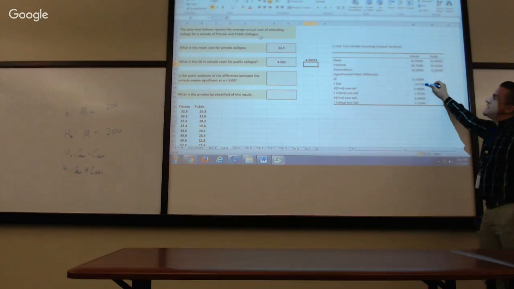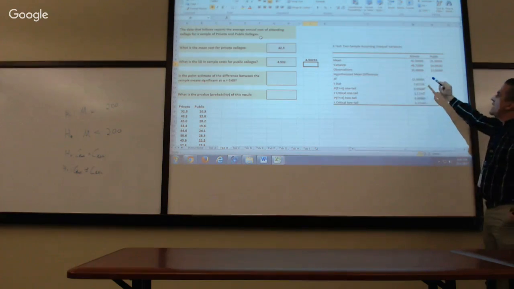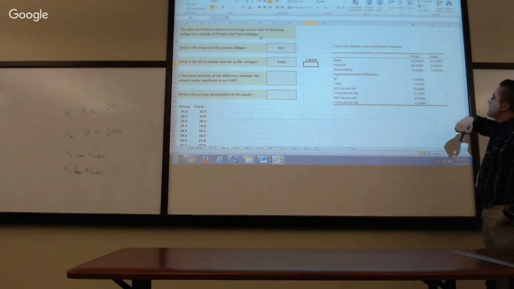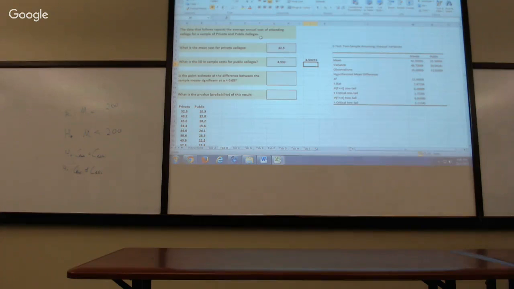It gives us a t-statistic. This is our calculated t-statistic. This is the difference between these two divided by their shared variance, which it doesn't have calculated for us, but it gives us a t-statistic. And then it gives us one-tailed test, two-tailed test, critical values, and p-values.